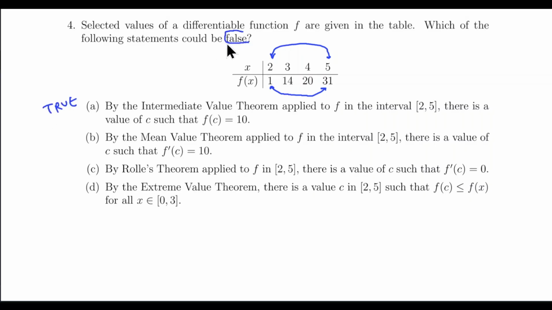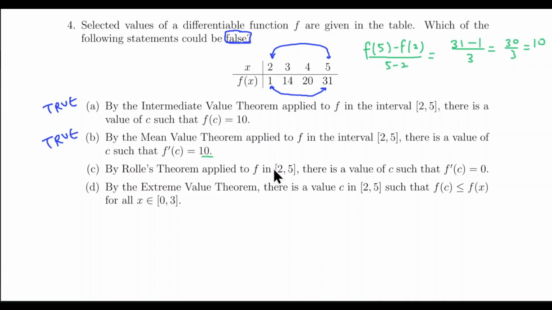We are again looking for false statements. By MVT applied to the function in 2 to 5, yes, we can apply that. There is a value of c such that f'(c) is 10. We need to find that. Let's find (f(5) minus f(2)) over (5 minus 2). f(5) is 31, f(2) is 1, so this is 30 over 3, which is 10. Well, this is also true, so not interested.